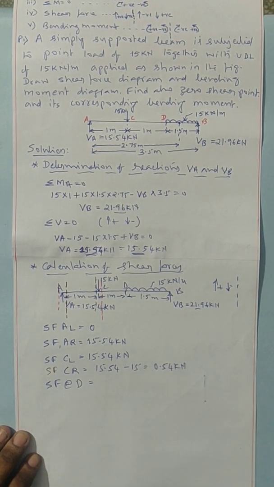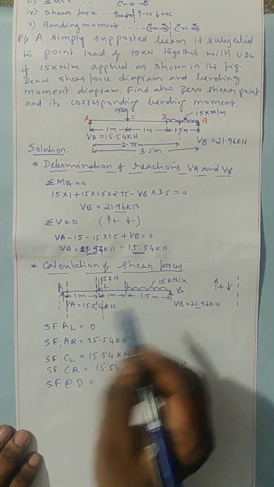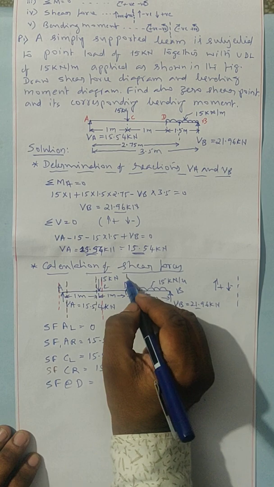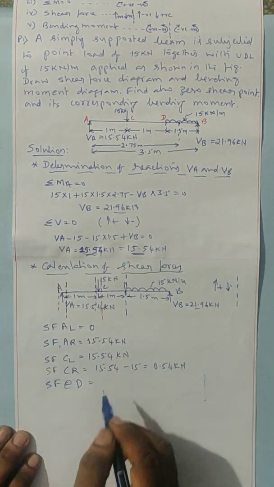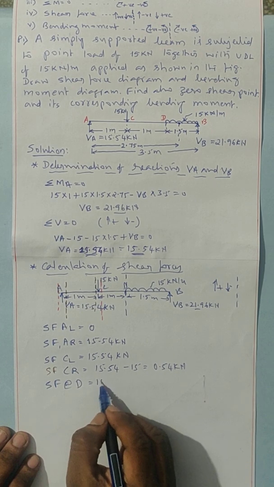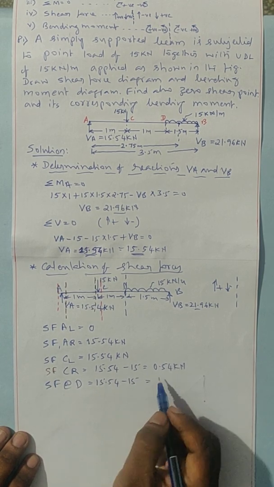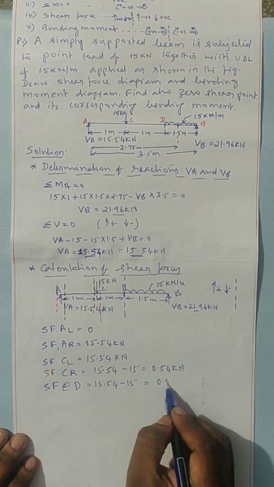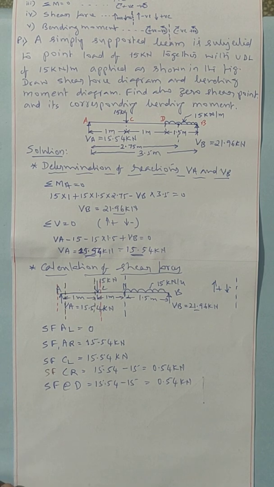Next we have to go to shear force at D. Why am I not calculating left and right? There is no point load. It is the beginning of the UDL at D. Now my section line is at D. I have to consider all the forces left of this section line. Therefore, 15.54 upward minus 15. Same forces are there, nothing else. Therefore, 0.54 kilonewton.